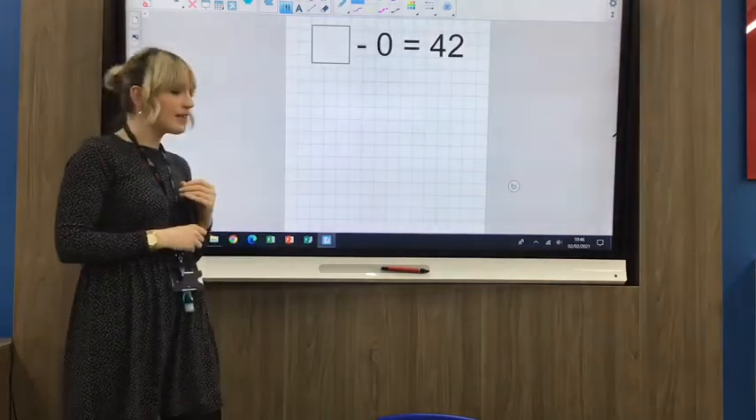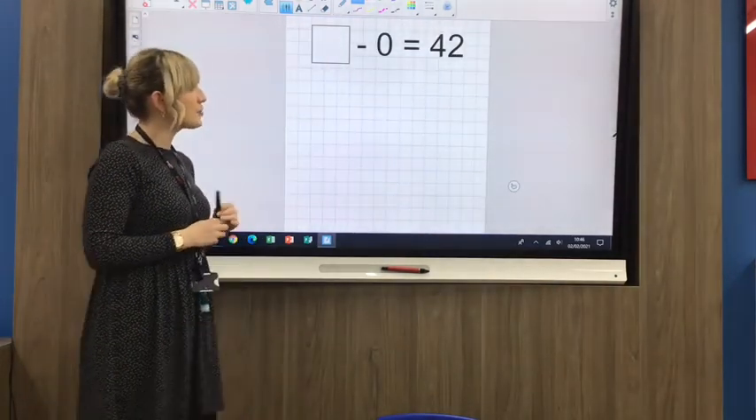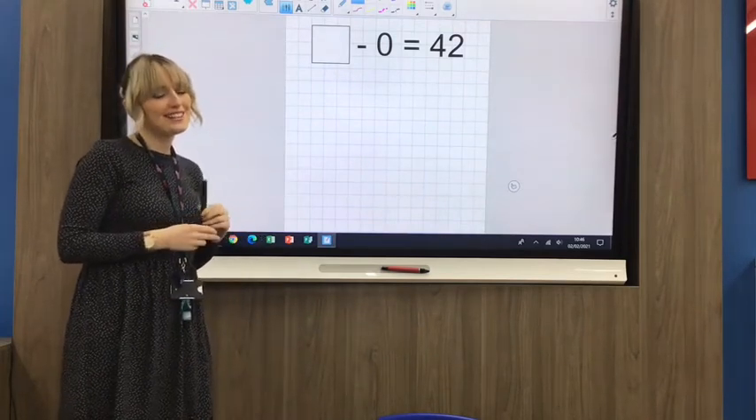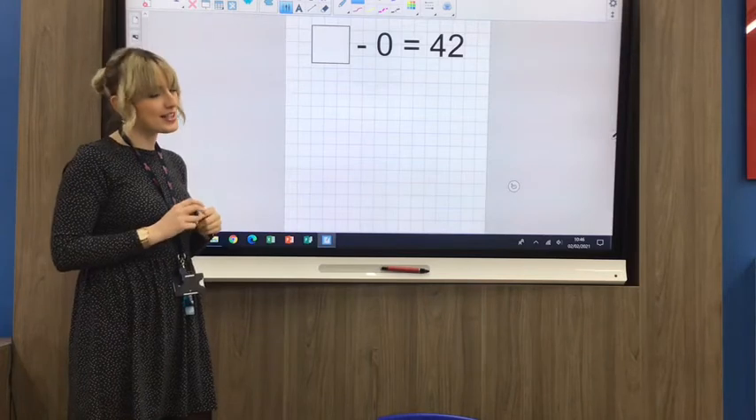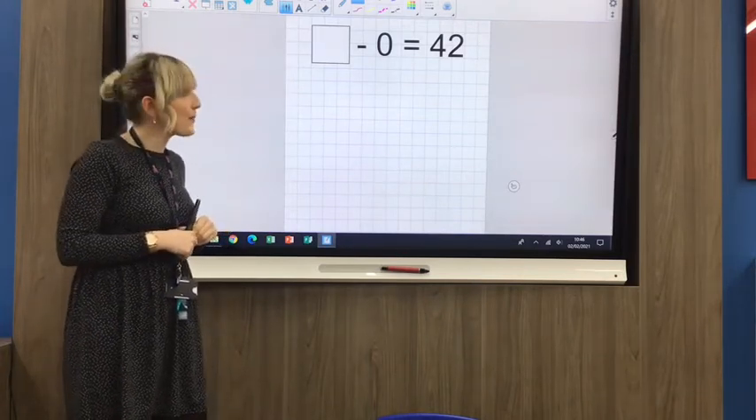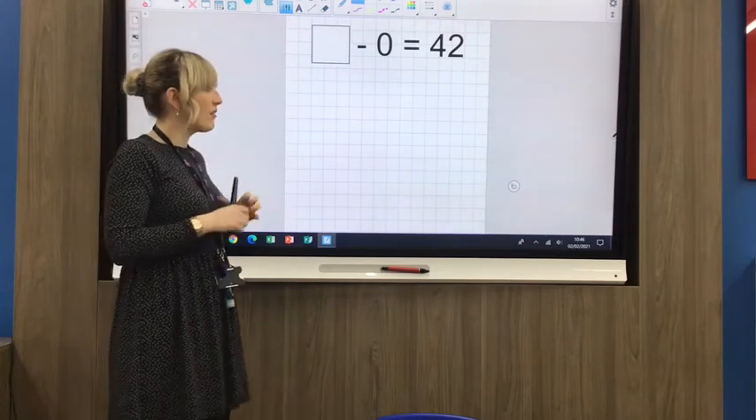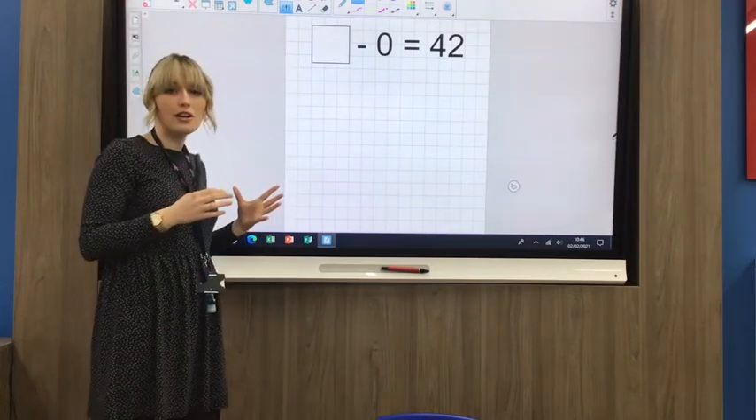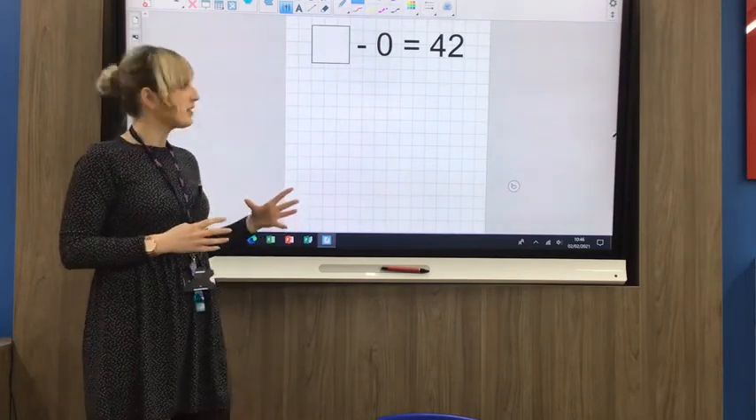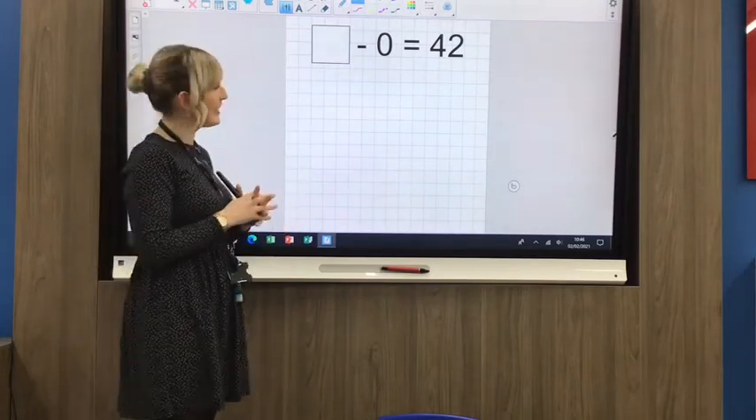Okay, let's look at this one then. We've got something, subtract 0 equals 42. Now, this is a bit of a trickster question. We often see questions like this and we stumble a little bit and we think, I don't know. And we see the 0 and we don't really understand what we've done. Okay, so let's have a little think about it and have a little chat.